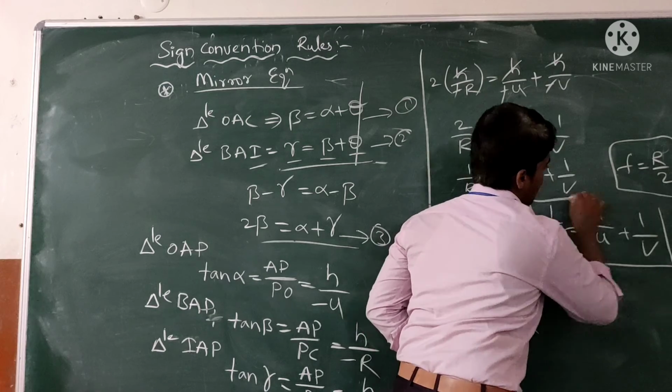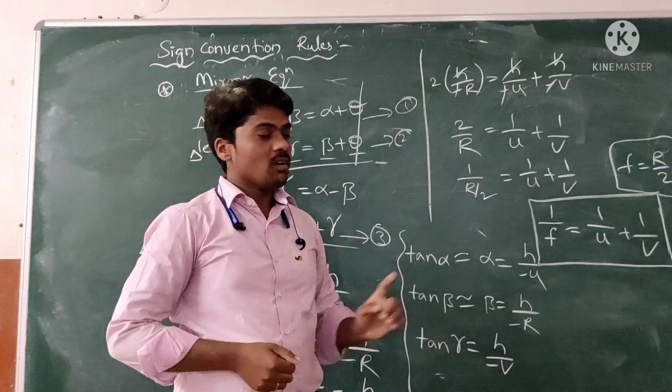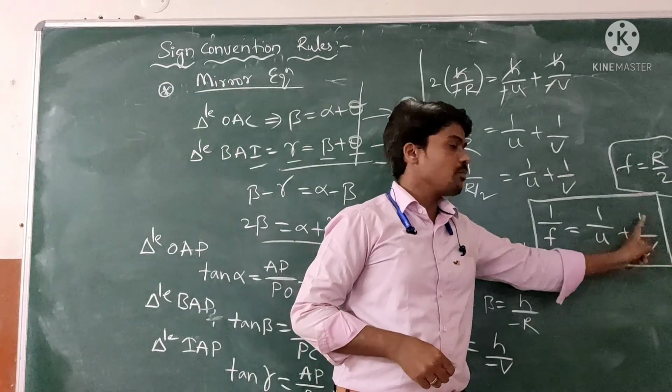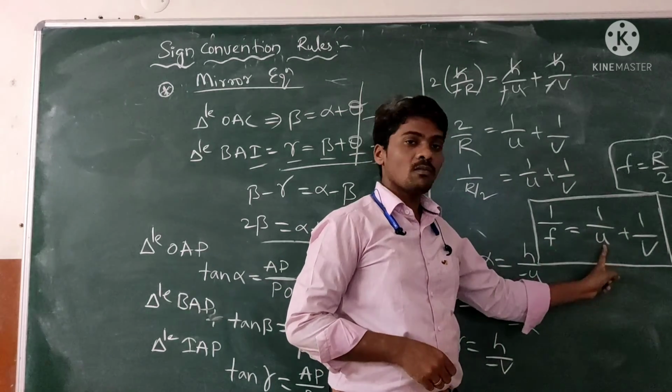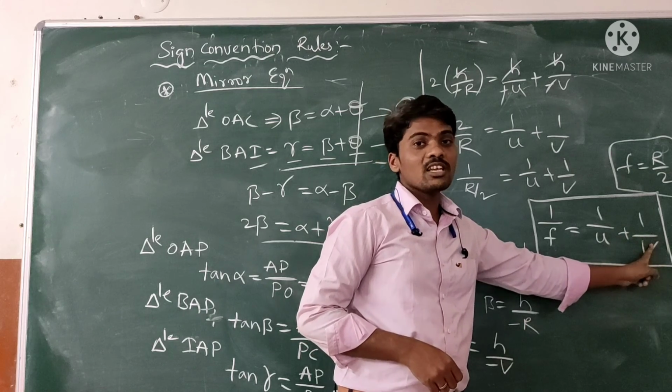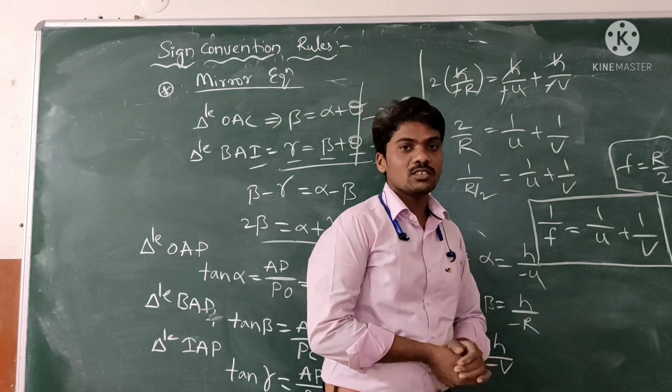This is your mirror equation: 1 by f equals 1 by U plus 1 by V. What is meant by small f? Focal length. What is meant by U? Object distance. What is meant by V? Image distance. This is your mirror equation.